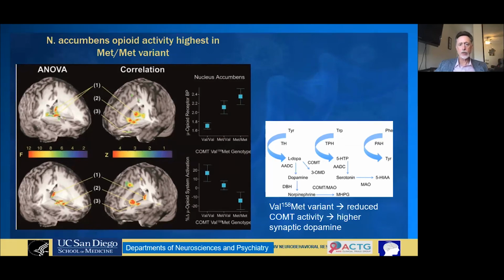So a common variant in the catechol-O-methyltransferase gene, which is associated with reduced enzymatic activity, leading to higher synaptic dopamine levels. And these people have much greater pain perception, lower pain thresholds. And this can be indexed by opioid activity in the nucleus accumbens, which is regulated by the dopaminergic system.